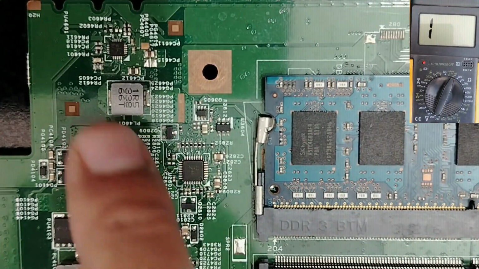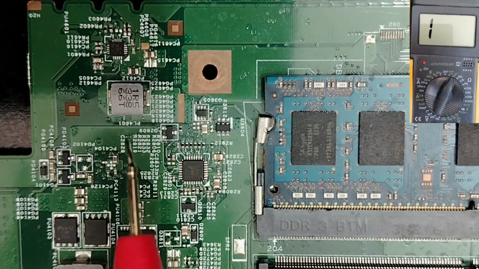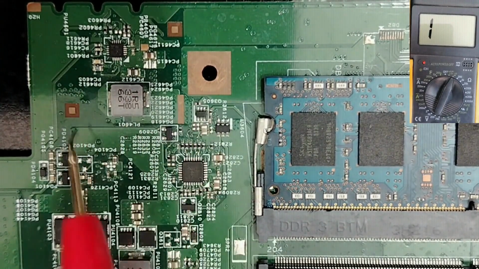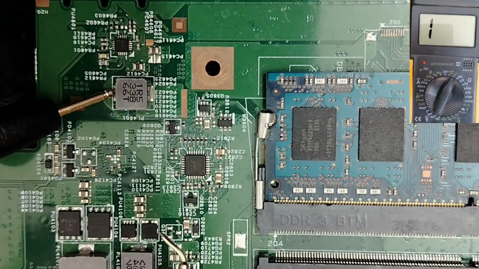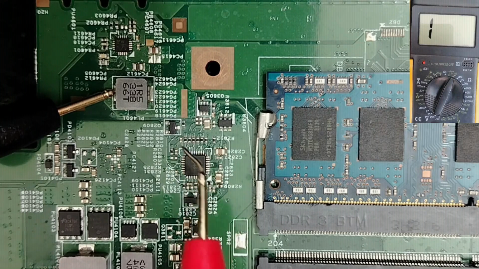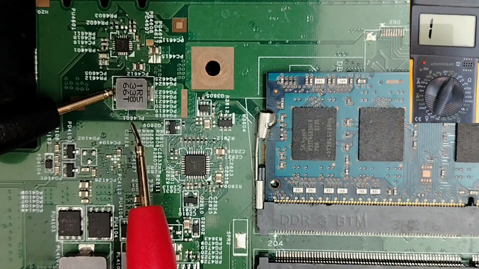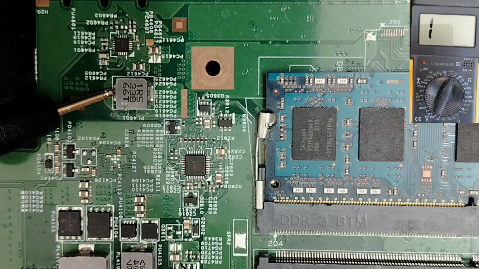Let's take, for example, this circuit for the RAM. We have seen that this circuit is for the RAM. So now, the guy that asked me, how do I know this coil is connected to the RAM or PCH or CPU? Please pay attention. This is the direct reply to your question.